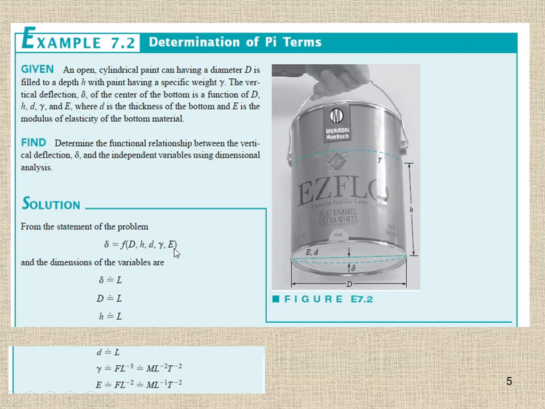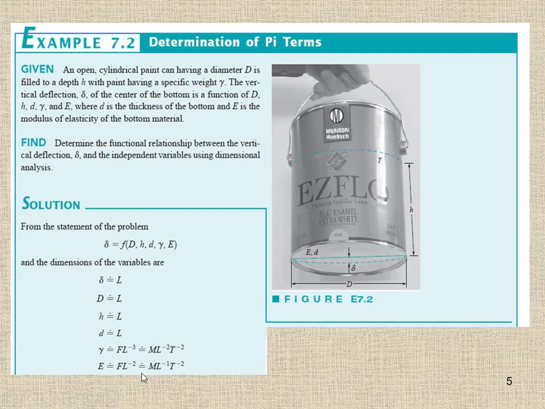The second step is to write down the dimensions of each variable. The deflection we normally measure in length, diameter we measure in length, height we measure in length, thickness we measure in length. This is the specific weight in the MLT system. Whatever the system, this dimension will remain the same up to here. Whatever the unit, the dimension will remain the same.